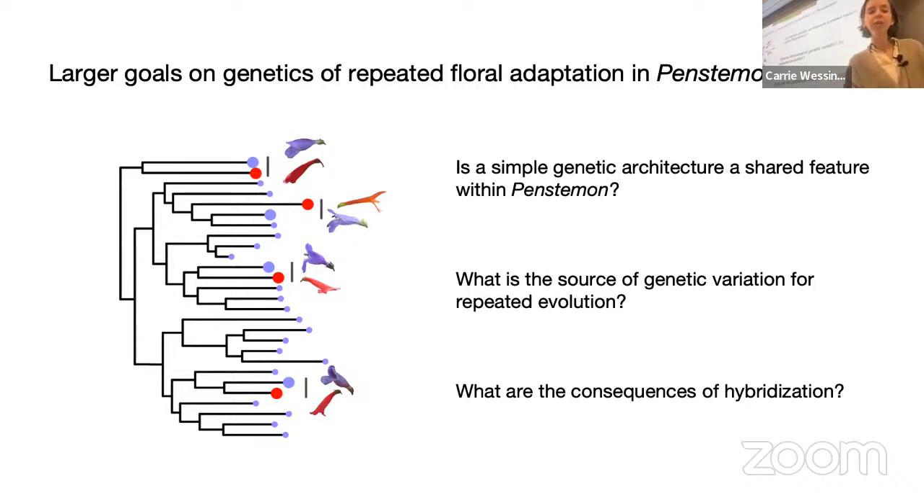And then we're also interested in the consequences of hybridization between these two floral syndromes. So for example, what are the fitness effects of intermediacy between these two syndromes? Now, Penstemon barbatus and virgatus actually don't show extensive hybridization in the field. I have seen hybrids, but they're not common, which is really interesting, given the amount of shared variation that we see.